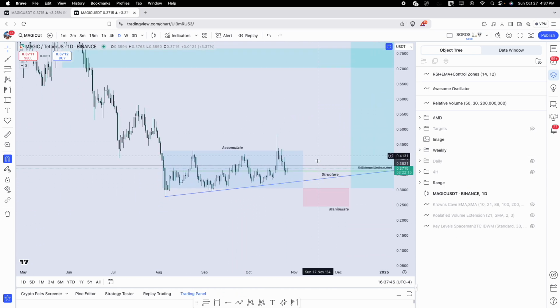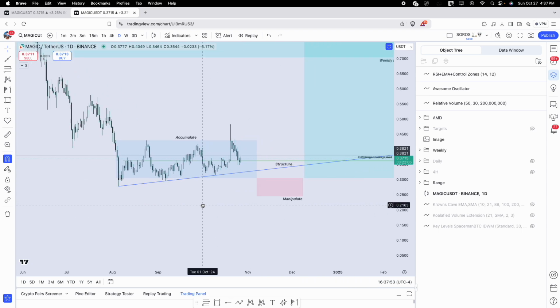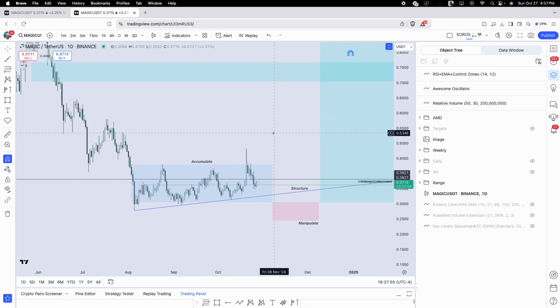If it respects structure, we go long. If it disrespects it, we close our long and we wait for a deeper pullback into the manipulation zone to go long. So this was a little bit different.